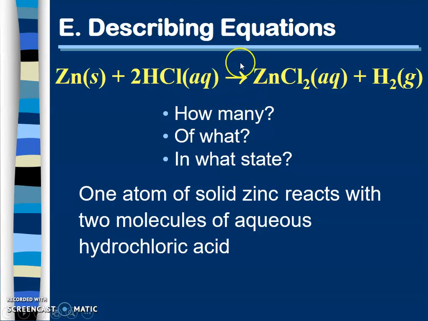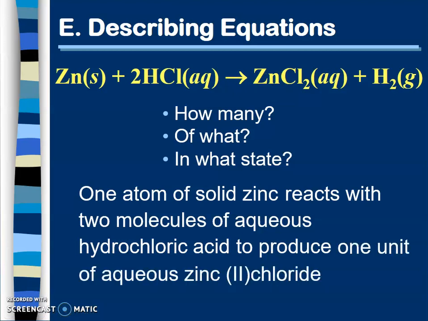Okay, now I have to write out what my arrow means. So I'm going to say to produce, and then again, how many, of what, and in what state. Okay, naming rules. Okay, I've got zinc. We know that that's a metal. Chlorine is a non-metal. Zinc is a transition metal. All those naming rules to be able to properly name what this thing is. Okay, I have 1 unit of aqueous zinc 2 chloride.